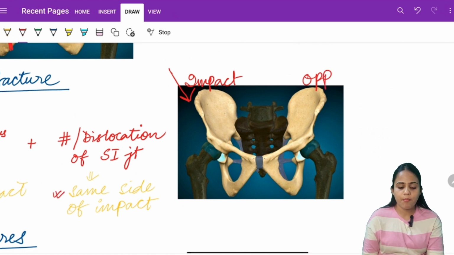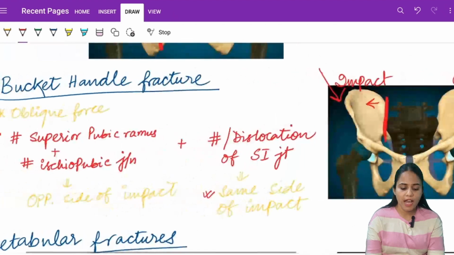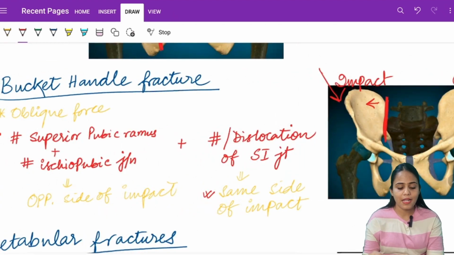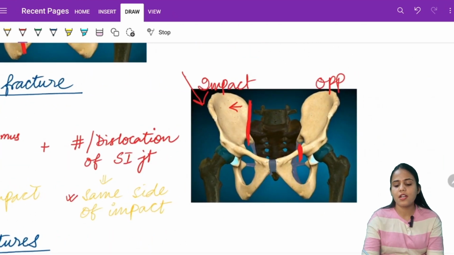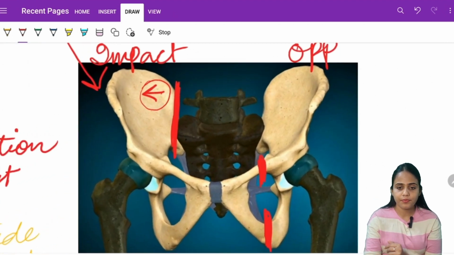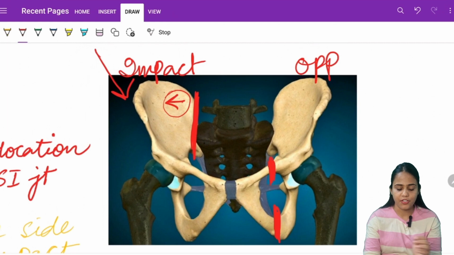On the same side of the impact, we have a fracture and/or dislocation of the SI joint. On the opposite side, we will have the fracture that we saw in Malgaigne, that is a superior pubic ramus fracture and the ischiopubic junction fracture. So one fracture is on the ipsilateral side of the impact and the other fracture is on the opposite side of the impact. This is what we call the bucket handle fracture.